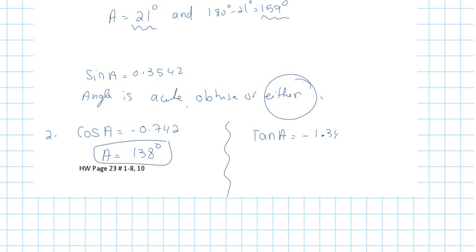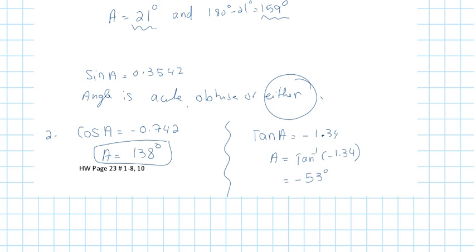What's your answer for this? -53. And that's how you're going to report to me? No, we have to do this. Okay, now, eyes on me, please. When you do tan inverse of a negative number, you're going to get the negative angle. Okay? And you got negative 53. Now, tan is negative where? In the second quadrant.